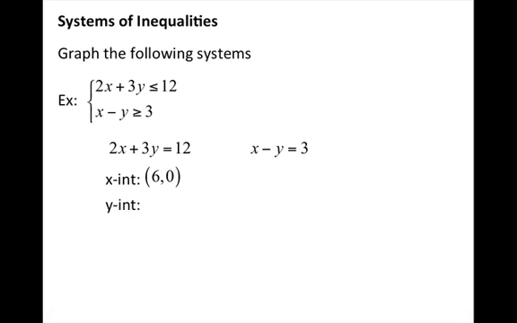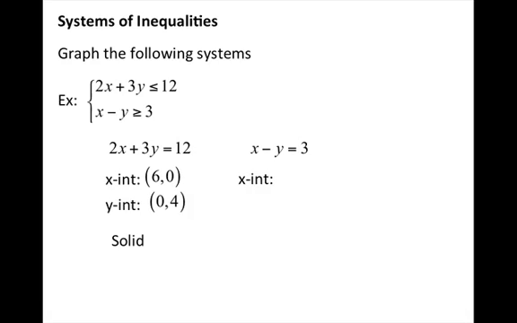For the y-intercept, let x be 0. So if x is 0, cover up the x term, and you have 3y equals 12. Divide each side by 3, and you get y equals 4. So my y-intercept is the point 0, 4. And as we mentioned, because the original inequality sign had the equal to with it, this is going to be a solid boundary line.